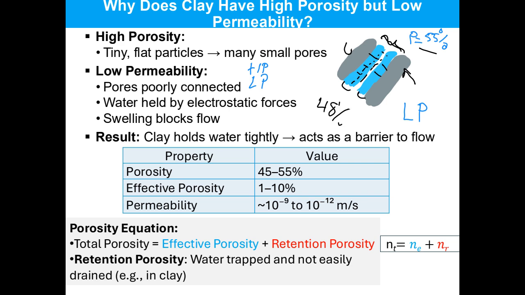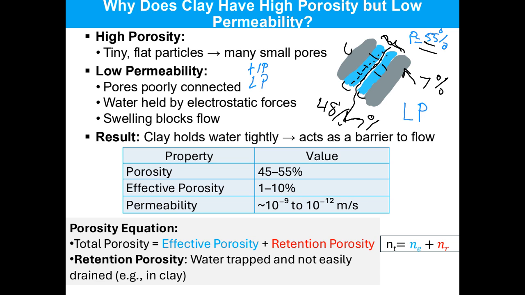Okay? How much remains then? If I have 55% porosity and 48% is retained because of clay, then we have only 7% left. This 7% here in the middle, the white part, is the one where the water can flow. So the water flows in only 7% of the volume of the porosity. The remaining stays attached to the clay.